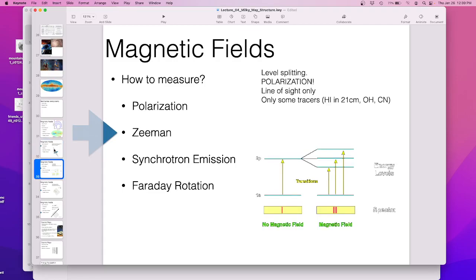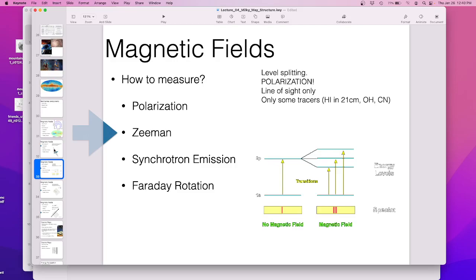Zeeman splitting is the other mechanism we're going to talk about, and this is the level splitting that I mentioned the other day. So here I've got an atom with two electron states. I've got the 2p and the 1s orbital. So this is hydrogen in the ground state. Hydrogen doesn't do it. You need something bigger. So this is like the rho vibrational modes of CN, some other atoms and some other molecules.